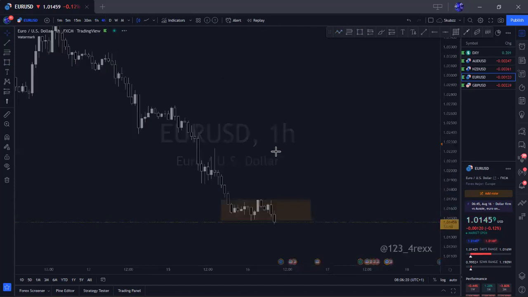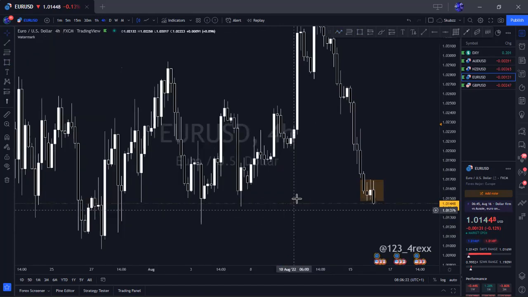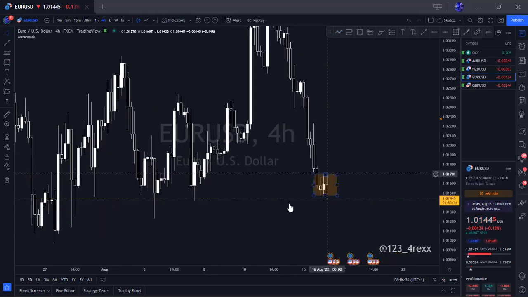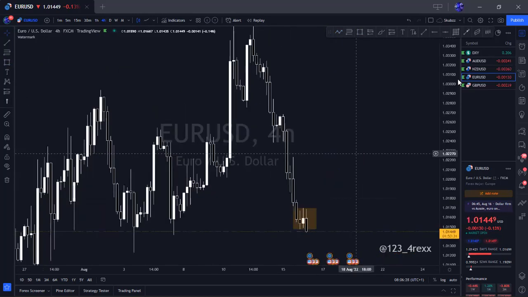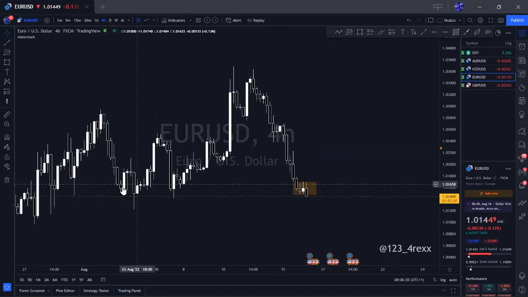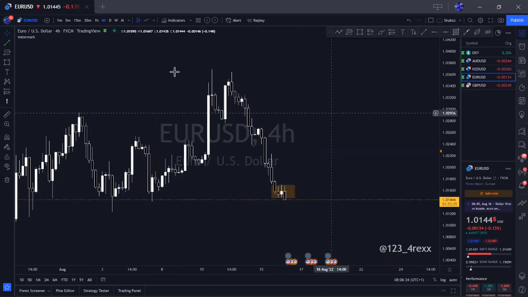Let me look at the lower time frame and see. Yep, we're tapping deep level here. So we might actually see a shift on Euro/USD. Price is coming deep into these levels here. So let's see how it goes.